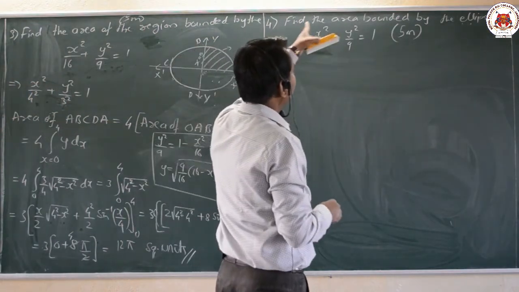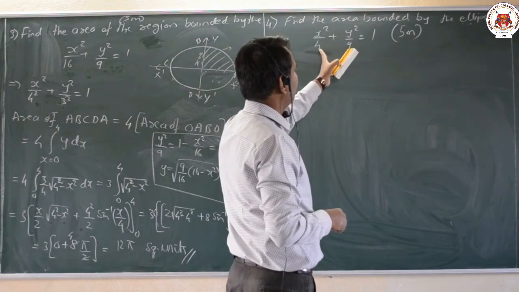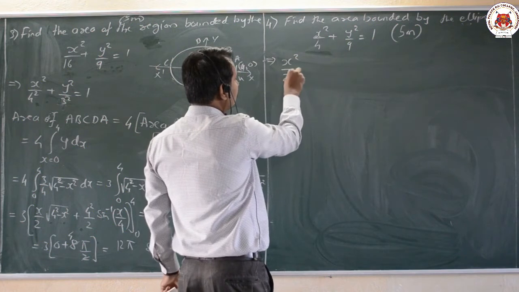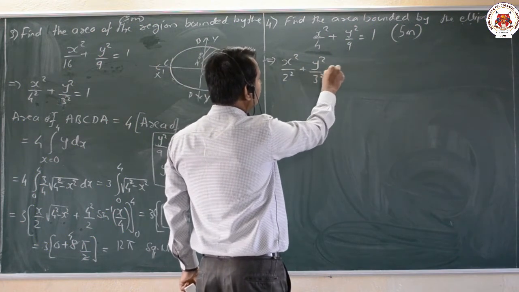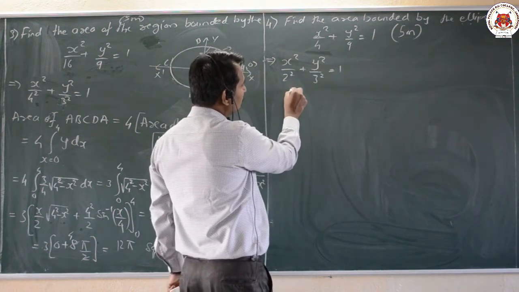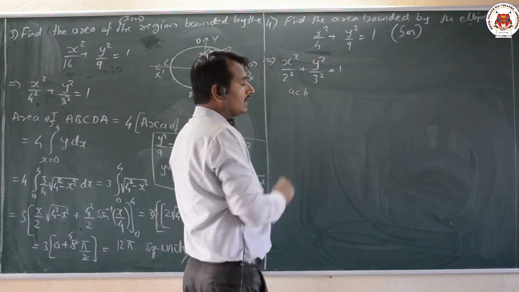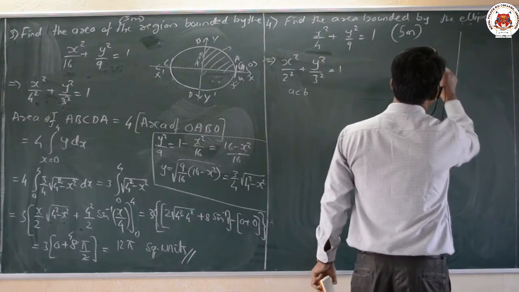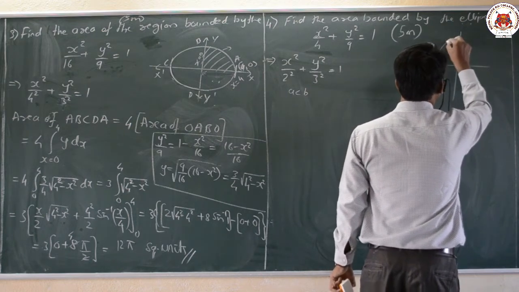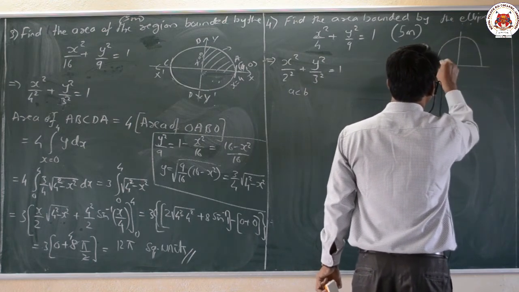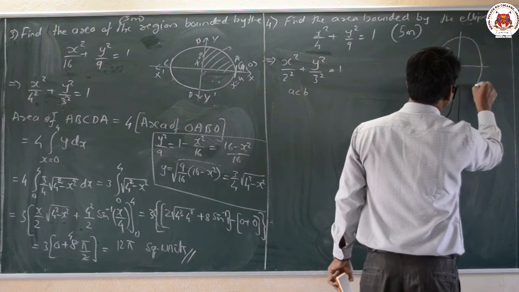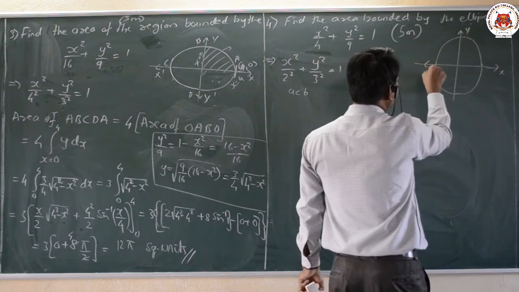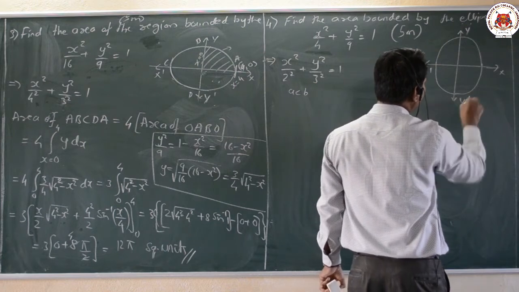The next problem is, find the area bounded by the ellipse x square by a square plus y square by b square equal to 1. We can observe here x square by 2 square plus y square by 3 square equal to 1. Here we can observe that a is less than b. That means the ellipse is bounded by, or symmetric about, the y axis. That is our x axis, y axis, x dash, and y dash.